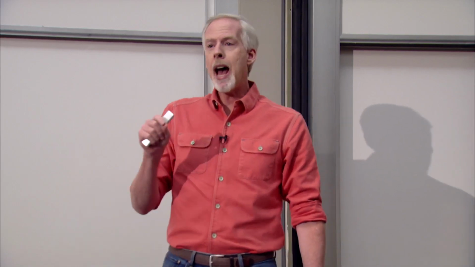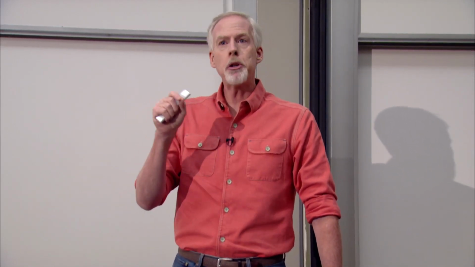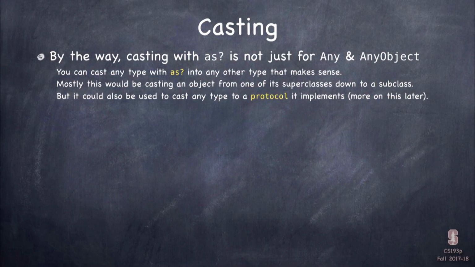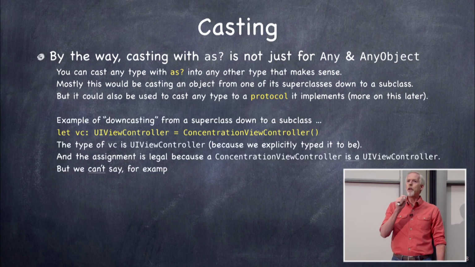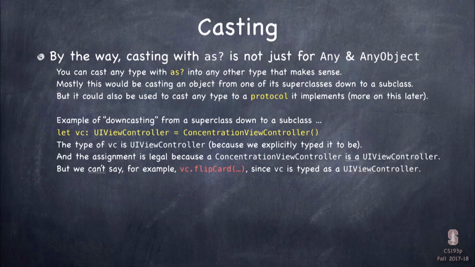Now this casting with as was not just for Any. We can also cast other things. Why else would we ever want to cast? Well, one classic case is to cast from a variable's type to one of its subclasses. Let's look at an example of that. Here I have a variable, vc. Very importantly, it's of type UIViewController, the iOS class UIViewController. That's the type of vc.